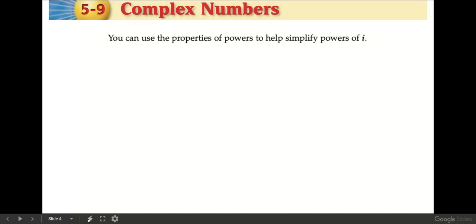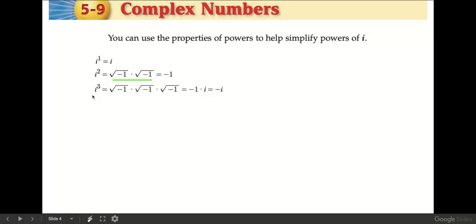You can also use the properties of powers to help you simplify powers of i. So for example, if I said I have i to the first power, that's just equal to i. If I had i to the second power, well, that's the square root of negative 1 times the square root of negative 1. And so that would be equal to negative 1. So whenever I have i squared, that's actually negative 1. And that's something we already illustrated in previous examples, right?